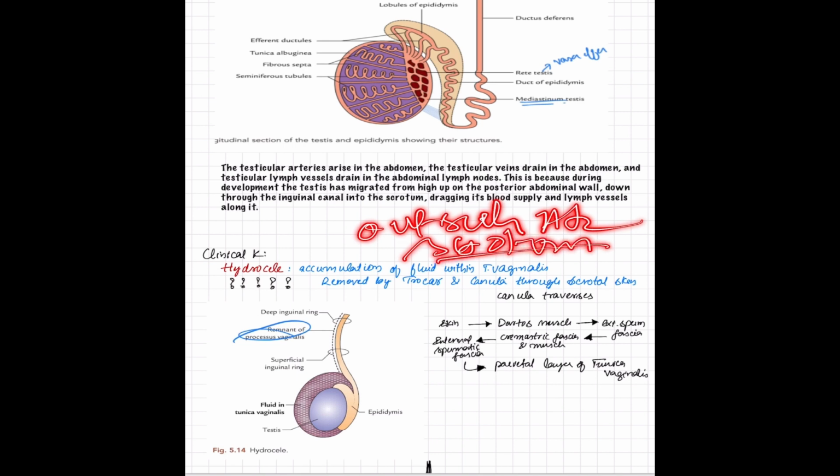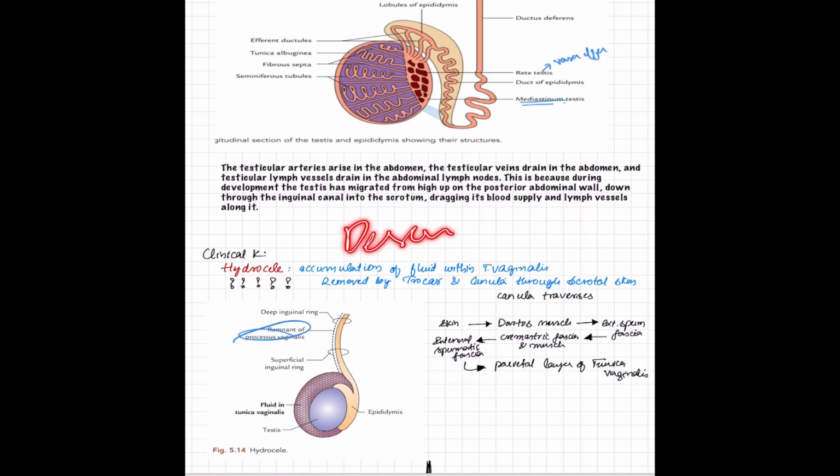Why? Because of the descent of the testis. During development the testis has migrated from high on the posterior abdominal wall, down through the inguinal canal to the scrotum, dragging its blood supply and lymph vessels along with it. That is the reason the blood supply helps us understand this, and it is proof for the descent of the testes.